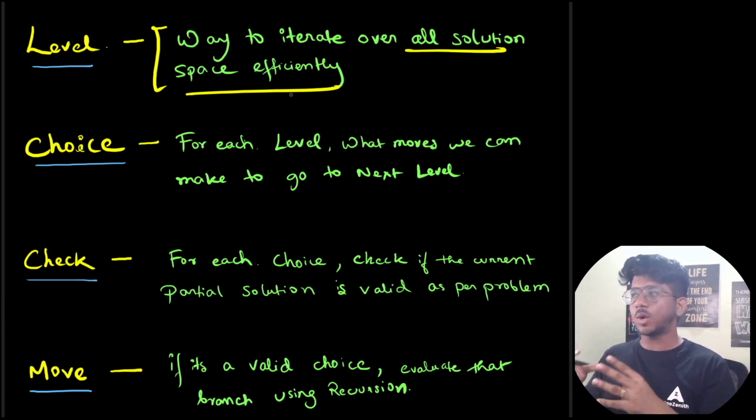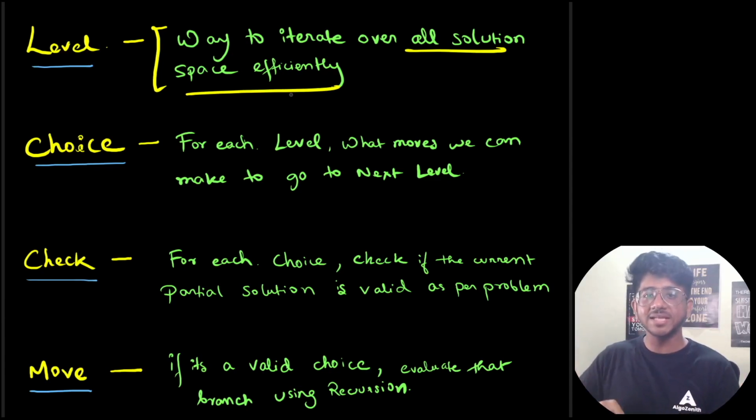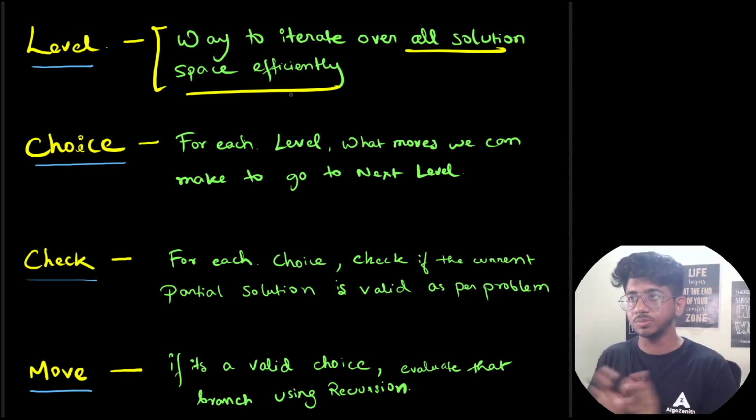Choices for each level: what moves can we do? I mean, what options do we have? In the previous problem, it was take or don't take. In the stairs problem, there was one jump, two jumps or three jumps, things like that, right? Check is basically which choices are actually valid or feasible, which even make sense to explore any further. That is what we want to check over here. And then if it is valid, then move: make that change in the structure, explore that option, come back and then try the next choice. That's what we do. Okay.